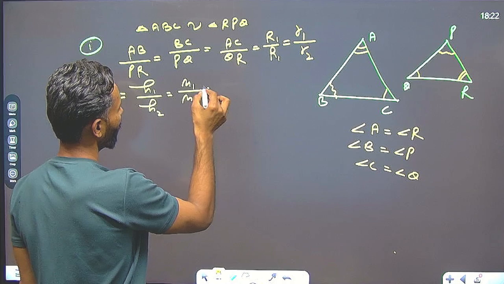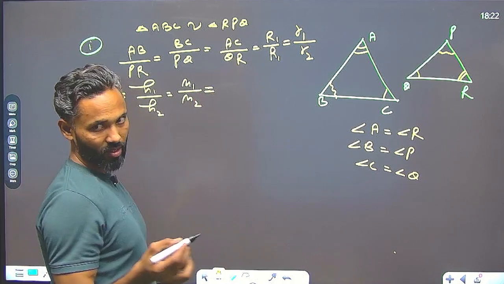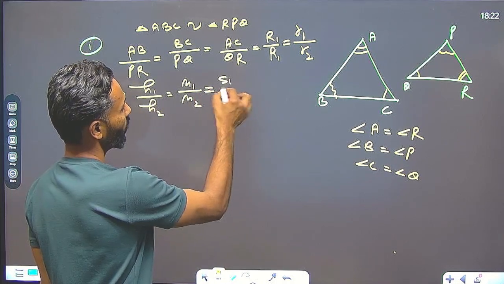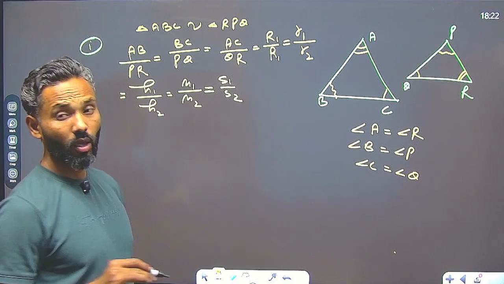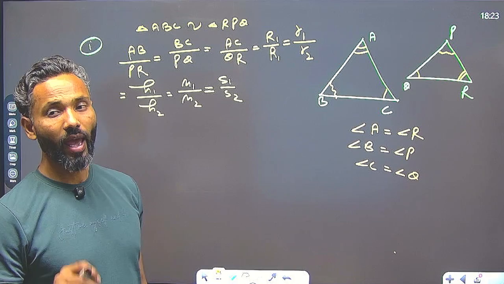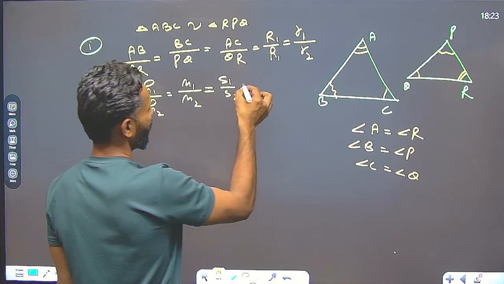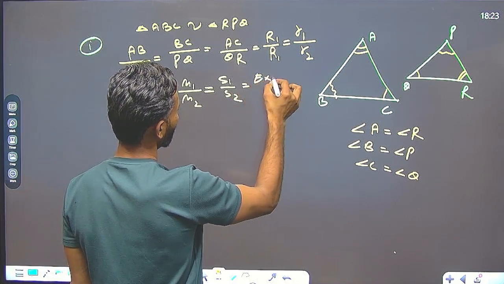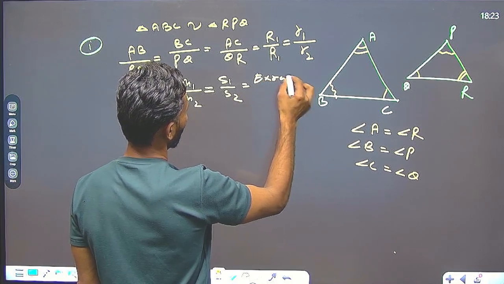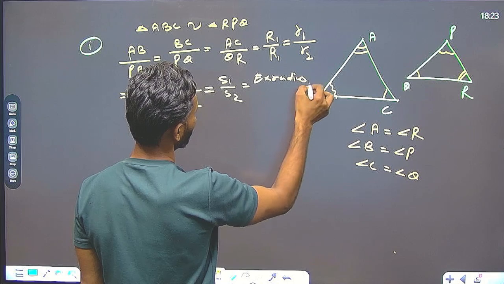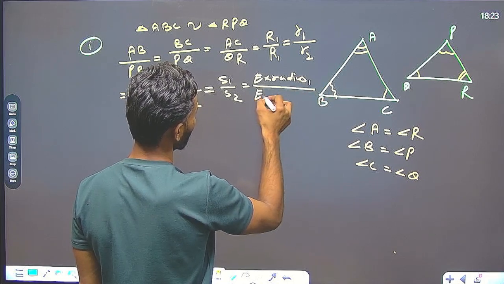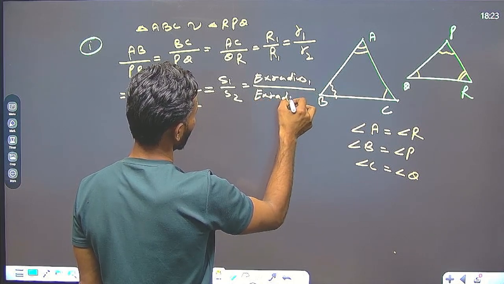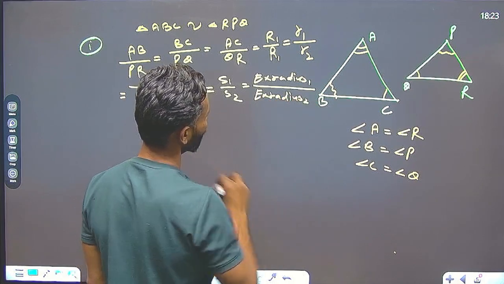This ratio will be equal to their semi-perimeters, you can say s1 upon s2. And one more thing, this ratio is going to be equal to their exradii. So the exradii of the first circle, but all the things should be corresponding. Understand that? You have to keep these things in your mind. And you know very well how to identify the corresponding things.